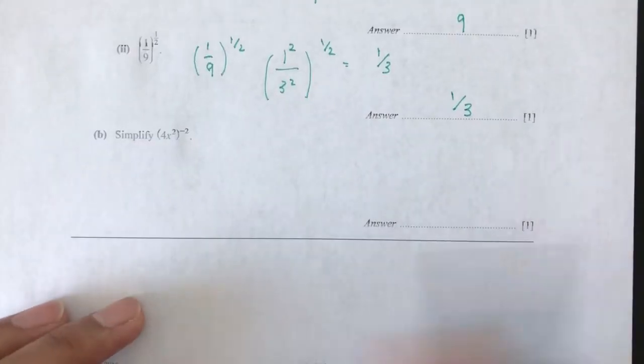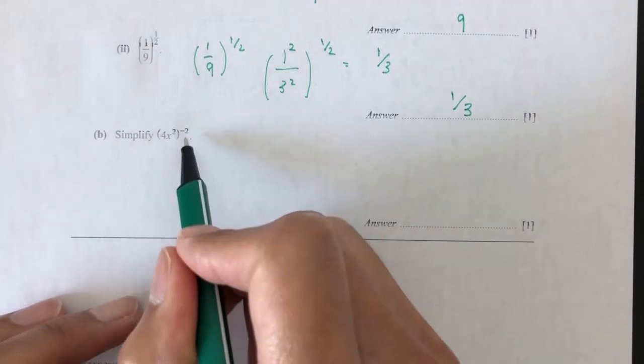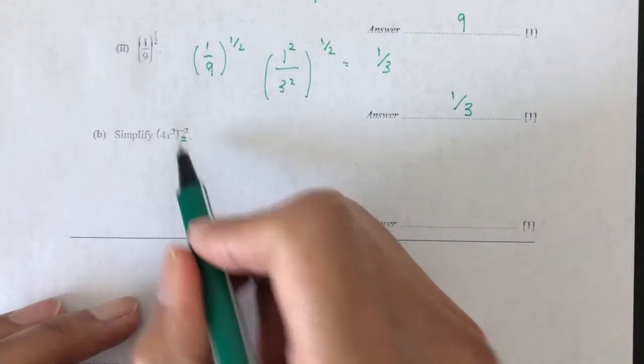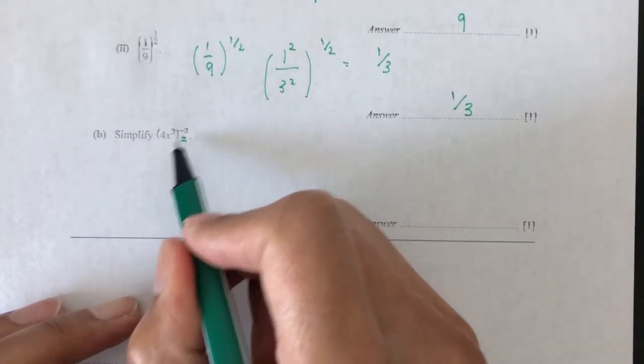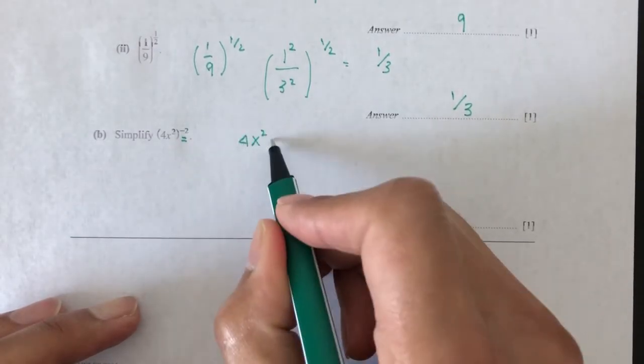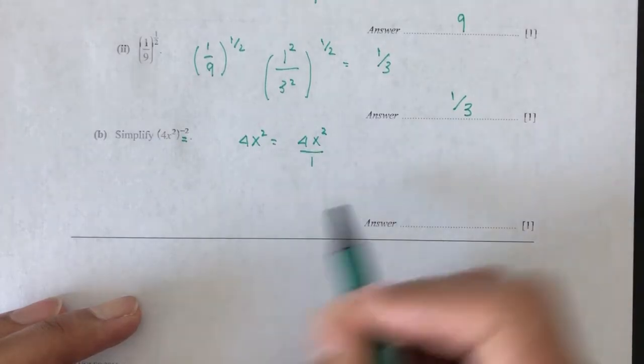So last one, part B. Simplify 4x power 2, all power minus 2. If the power is negative, we can make the power positive by flipping it upside down. So what is 4x power 2? It is equal to 4x power 2 divided by 1, right?